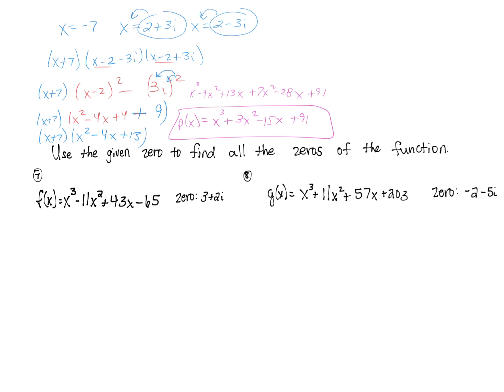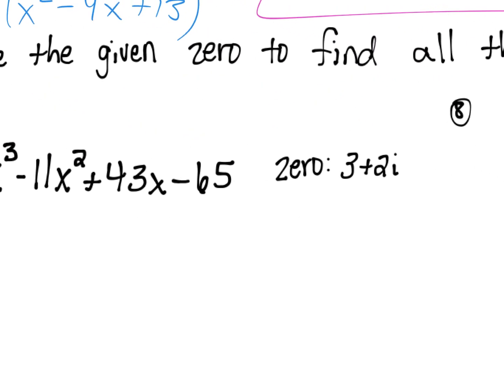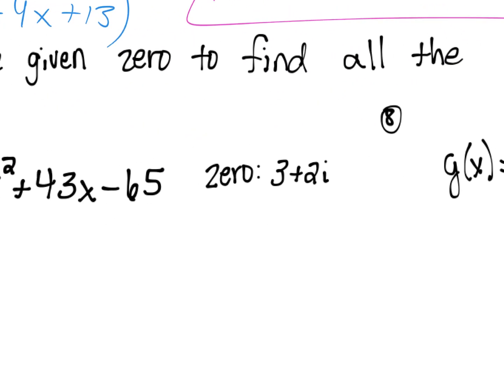It says use the given zero to find all of the zeros of the function. All right, we've used p over q and all that stuff to find solutions, to find our answers. This is another way to do that. If they give you one of the zeros, right, they told me that x equals 3 plus 2i. What did they also tell me? x equals 3 minus 2i.